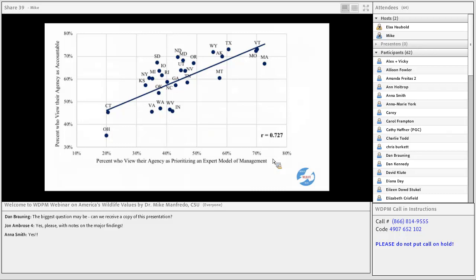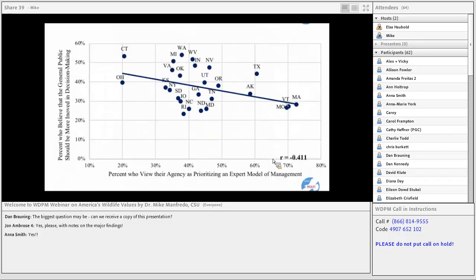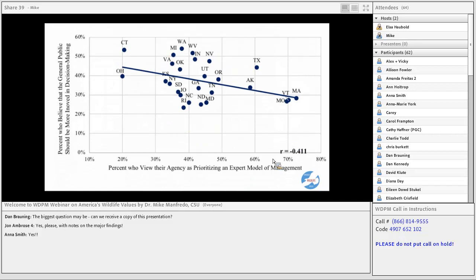One of the things we looked at is the percent who viewed their agency as accountable. And then we looked at the percent that felt they had an expert model of management. And you could see a really strong relationship. The more the expert model, the more they felt the agency was being accountable.